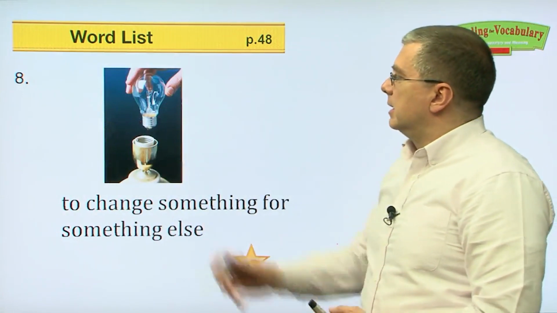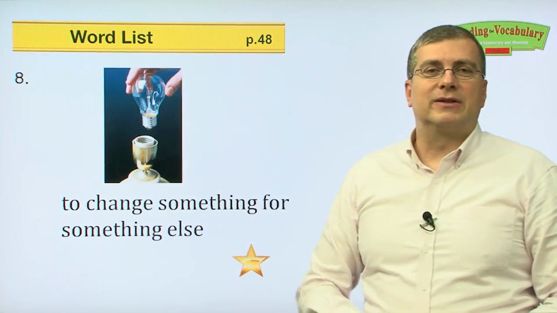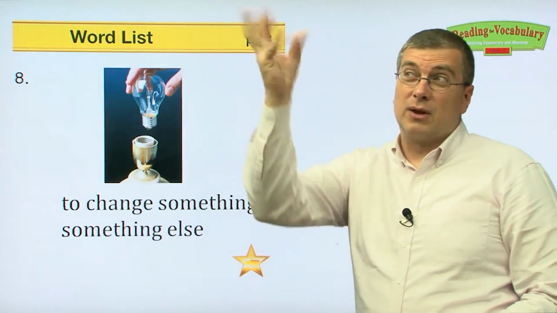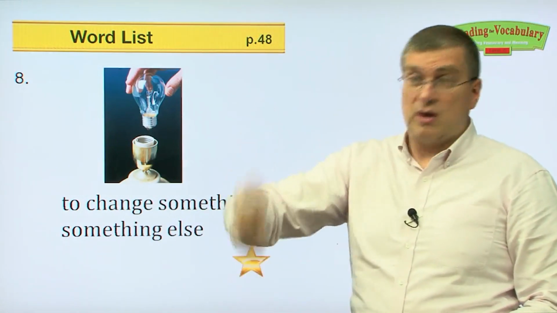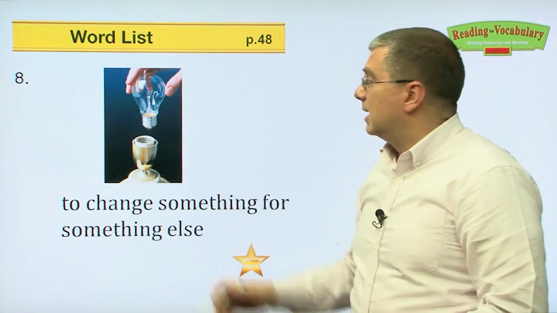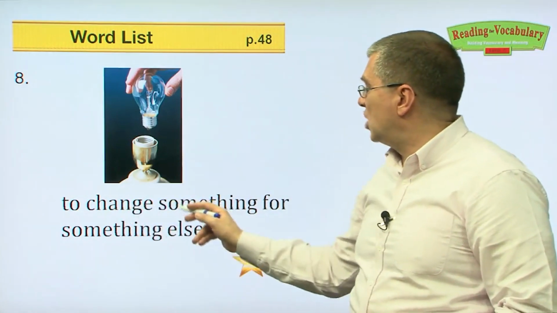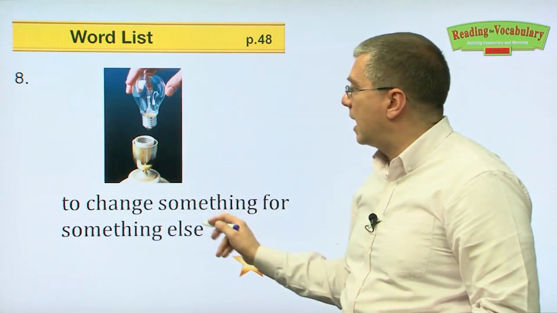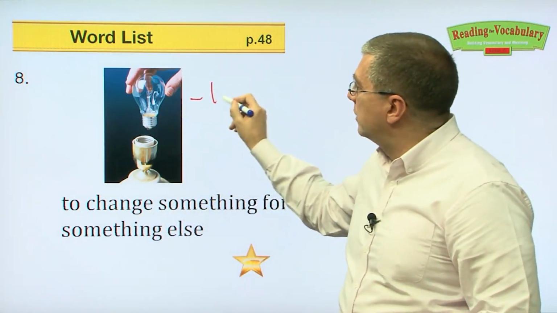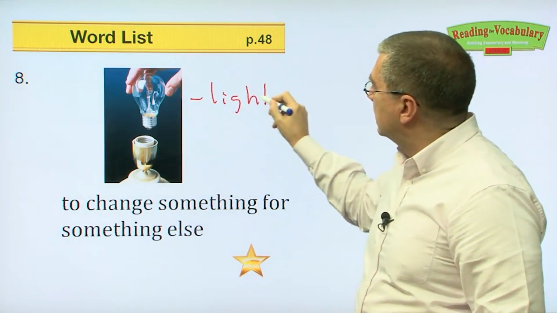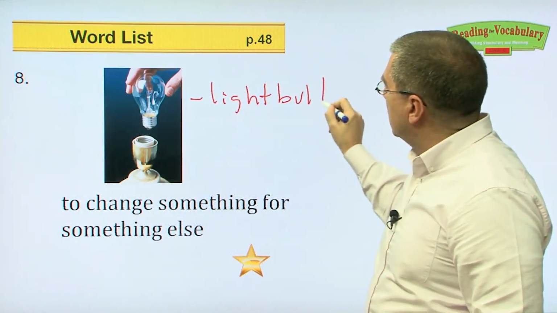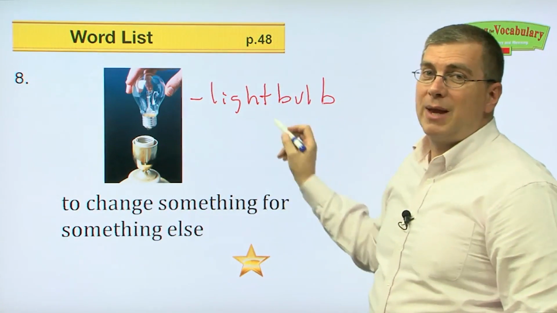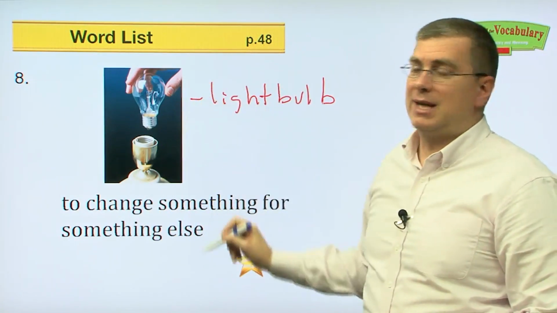Number 8. Maybe your mom or dad does this a lot. Maybe you do it, right? If the light goes out in your room, you flip the switch, it doesn't work. It's time to change something for something else. So you take the old light bulb. It's a light bulb, by the way. You take the old light bulb and you put a new light bulb in its place.